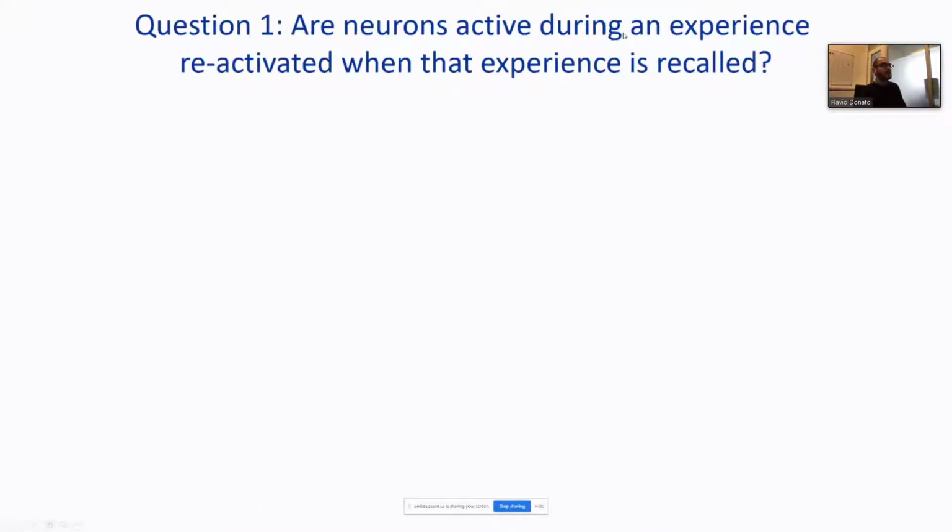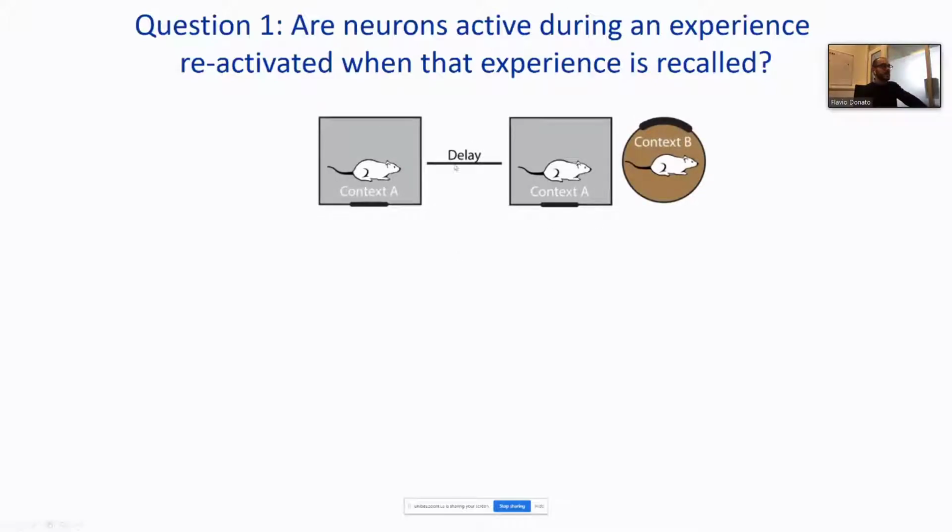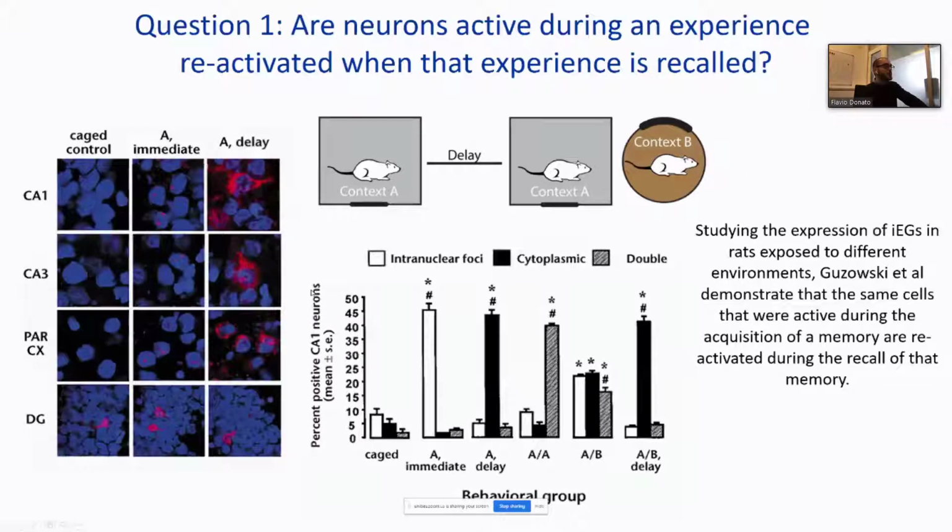So the first question that could be resolved by this means was to understand if neurons that are active during an experience are actually the same ones that are reactivated when the experience is recalled. And this is a study that happened at the end of the 90s. This was quite simple at that moment. You put the animal in a specific context that you call context A. And after a certain delay, you either put the animal back in context A or put the animal in a novel context that it has never seen before, context B. And what you do is you quantify the expression of immediate early genes. You will have a population of neurons that will be active when the animal is put in context A. And you want to ask if this population of neurons is the same one that will be active when you put it again in context A after the delay.